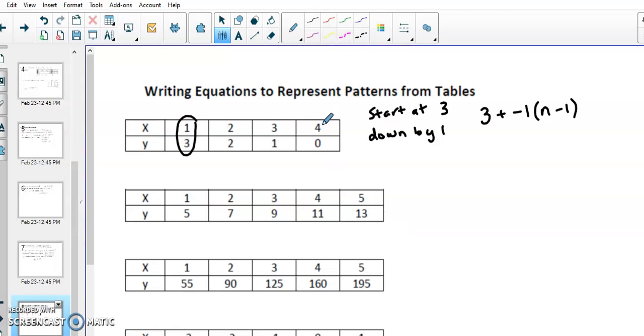Okay, if you want to check one, go ahead. Say we plugged in 4. 4 minus 1 is 3. 3 times negative 1 is negative 3. And 3 minus 3 is 0, so this one checks. Start at 5. Now look at the y values. We're going up by 2. So start at 5 plus 2 times n minus 1.